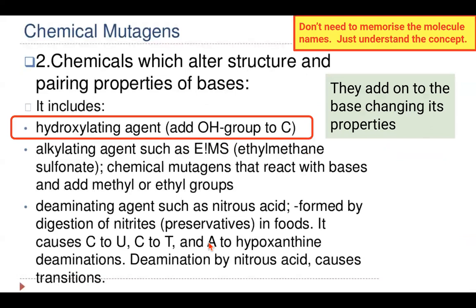The next category is altering the structure of a base. Instead of having a very similar looking molecule, you have even smaller molecules that can attach themselves to a normal base, but after that, that base is changed in terms of its bonding preferences. So here are 3 examples: hydroxylating agents, alkylating agents, or deaminating agents down here.